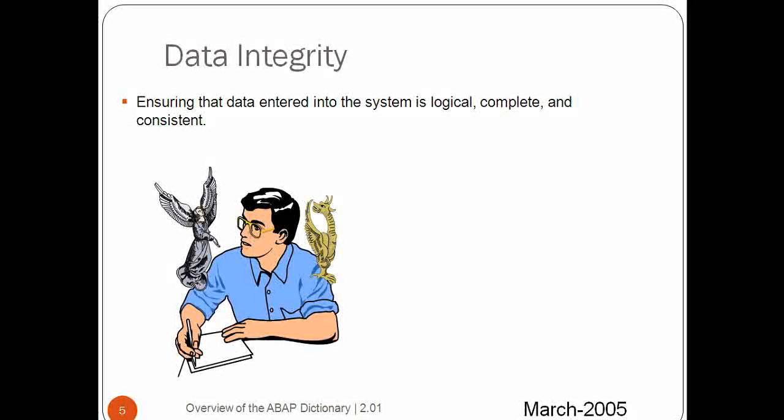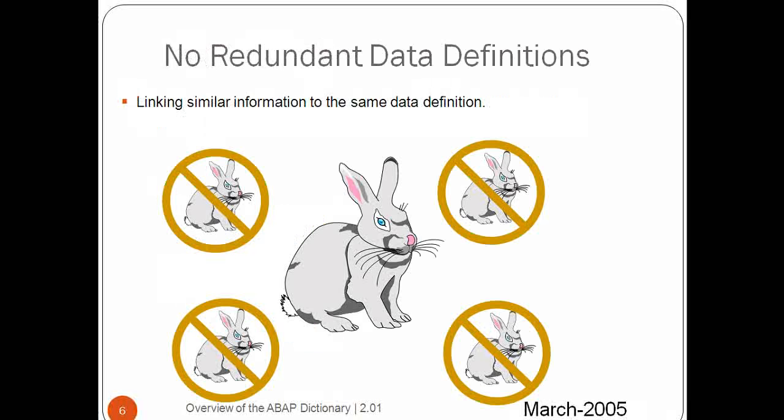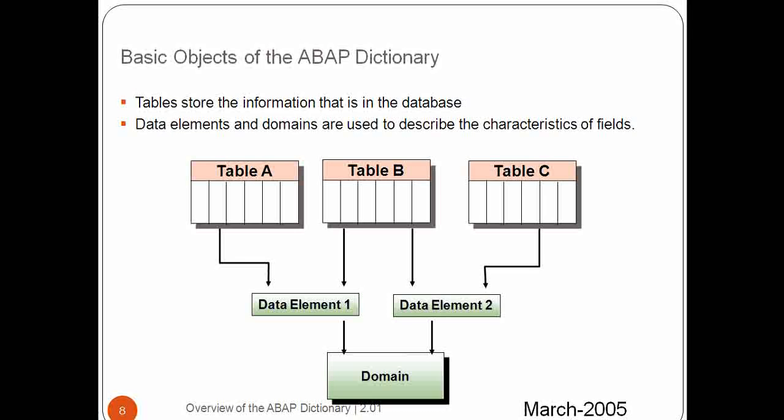Data integrity we have covered. No redundancy. Integration with the ABAP workbench, so you can navigate easily. Basic objects of the ABAP dictionary. Now we are directly jumping into the screens. What are the basic objects of an ABAP dictionary? Tables store the information in the database, then data elements and domains.